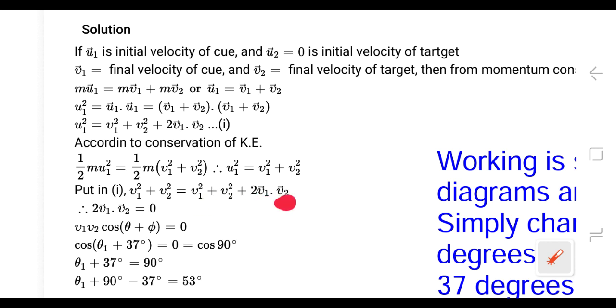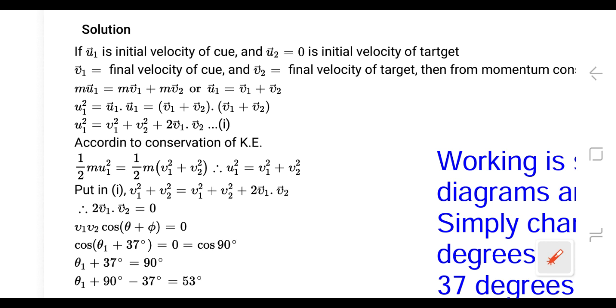Now this part is coming from here. This part is coming from here. Okay, so you replace it there. You replace it there. Then you solve the equation. v1 goes to the left hand side, then it becomes 0, because v1 minus v1, v2 minus v2 is 0. So 2v1 multiplied by v2 is equal to 0.